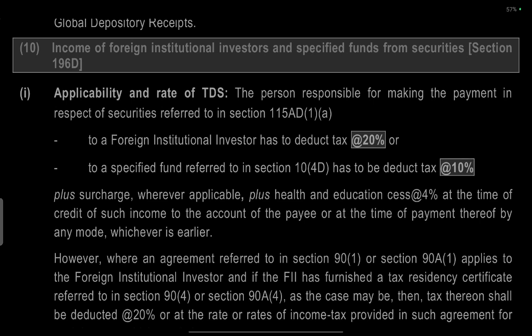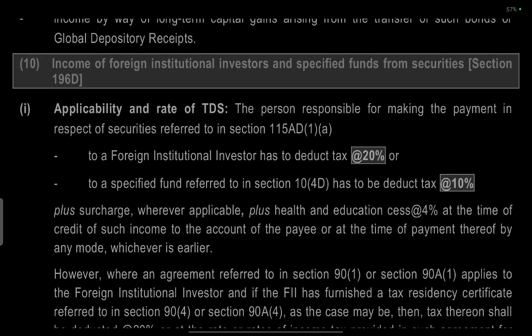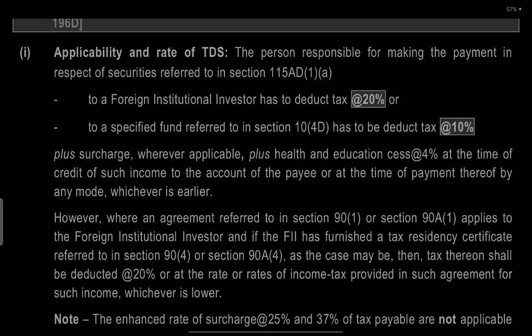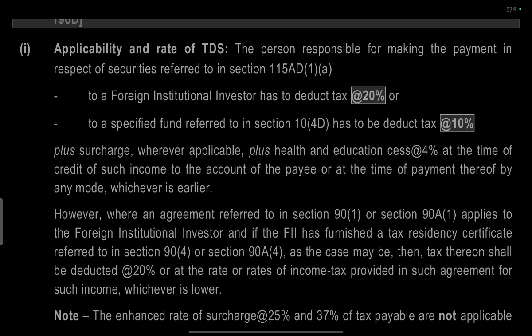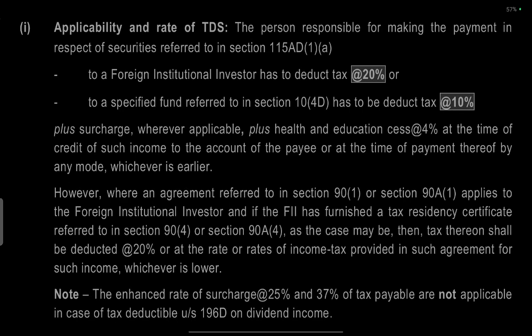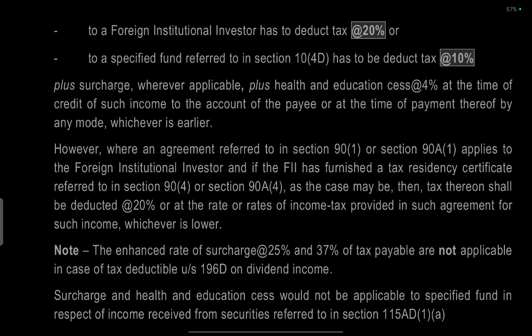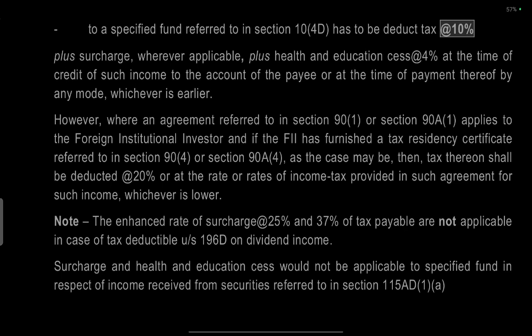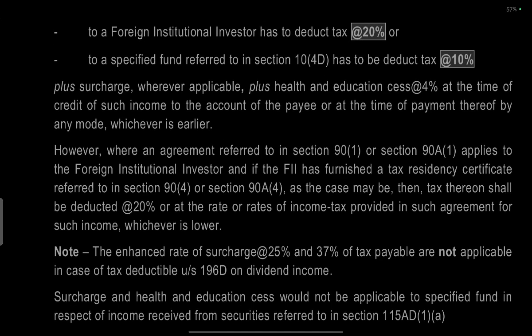Income of a foreign institutional investor from securities, section 196D. Applicability of TDS: a person responsible for making payment in respect of the securities referred to in section 115AD(1)(a) to a foreign institutional investor has to deduct tax at 20%. Even if a specified fund referred to in section 10(4D) is paid, tax is deducted at 10% plus surcharge, plus the health and education cess of 4%, at the time of credit of such income to the account of the payee or at the time of payment, by any mode, whichever is earlier.